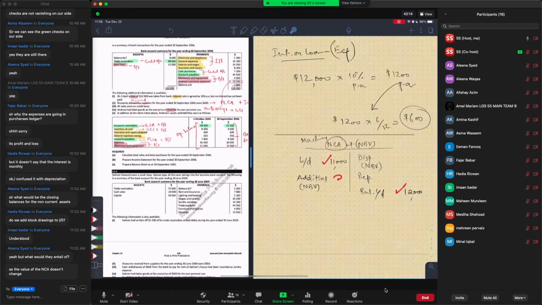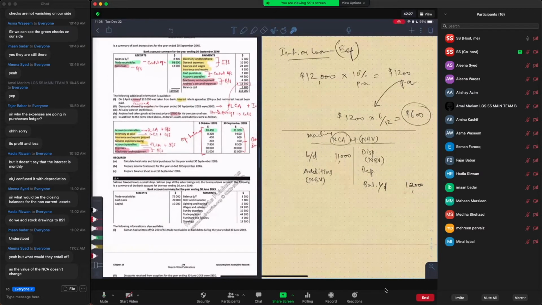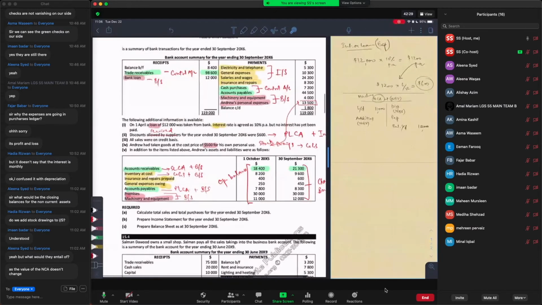Do we have any additions? Can you spot any machinery that we bought during the year? If we have bought machinery or any non-current asset, we must have paid for it. And that means we can come through this section here.